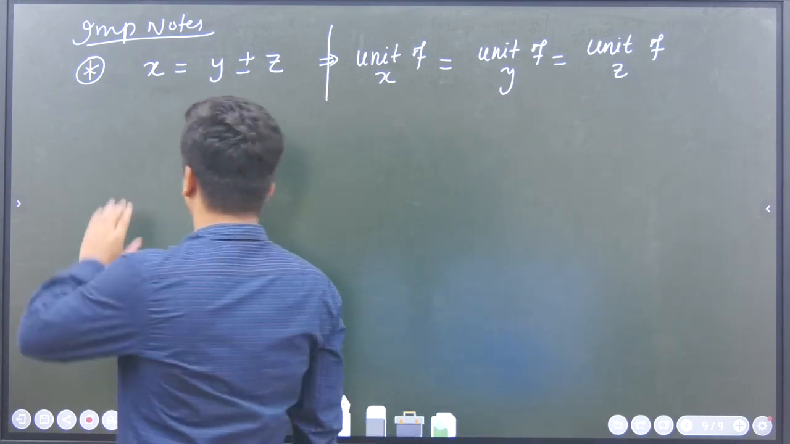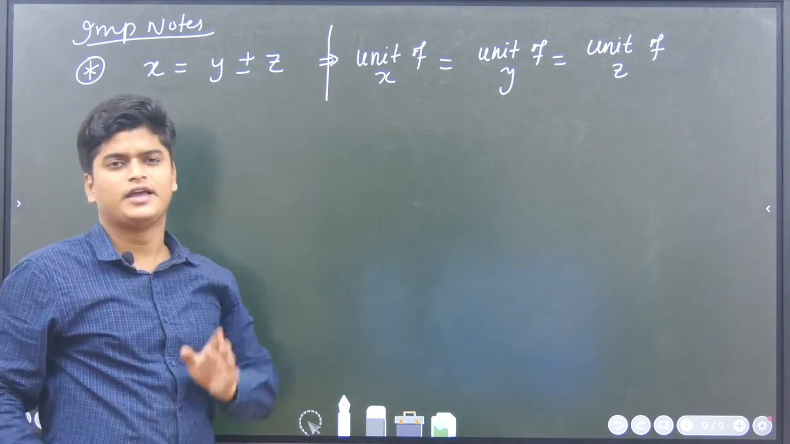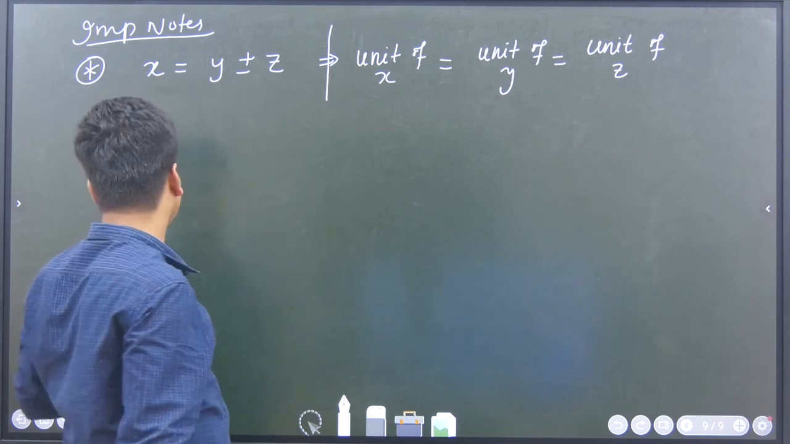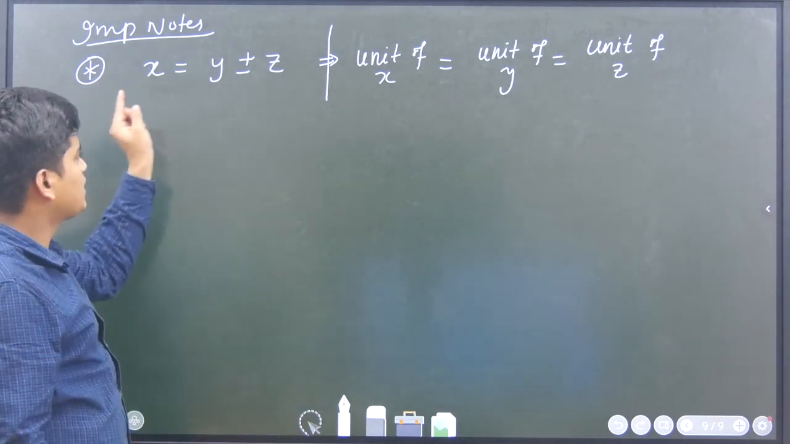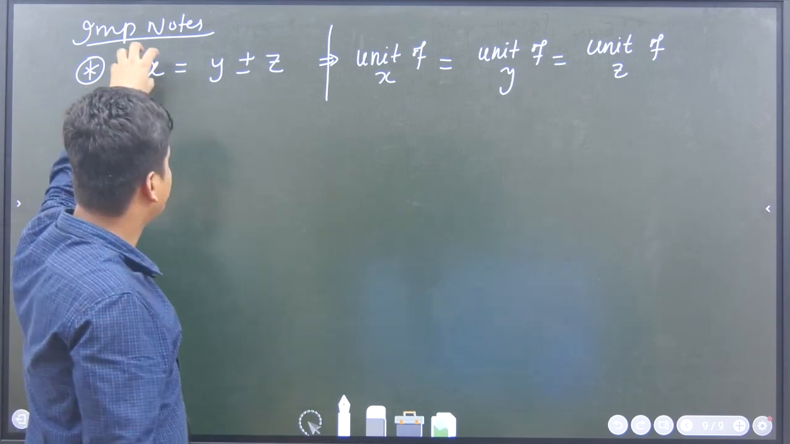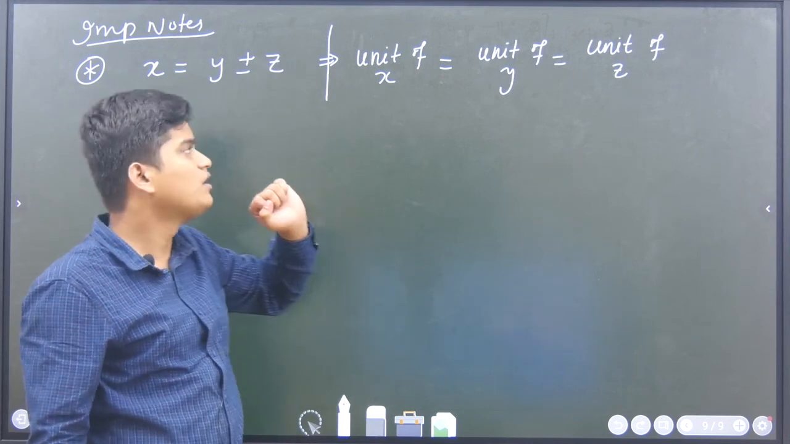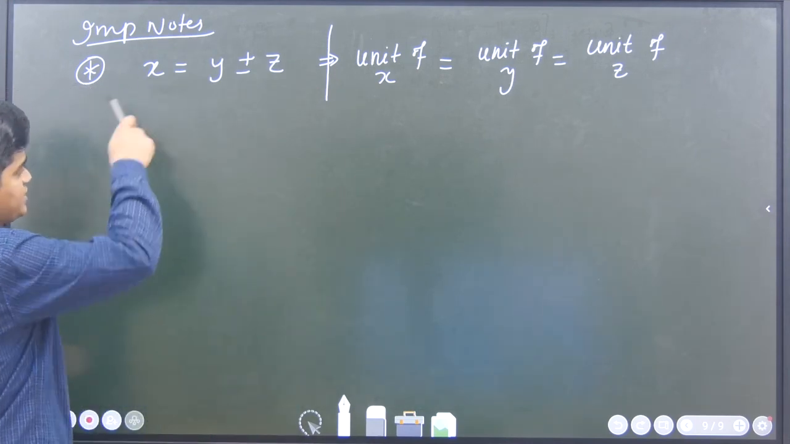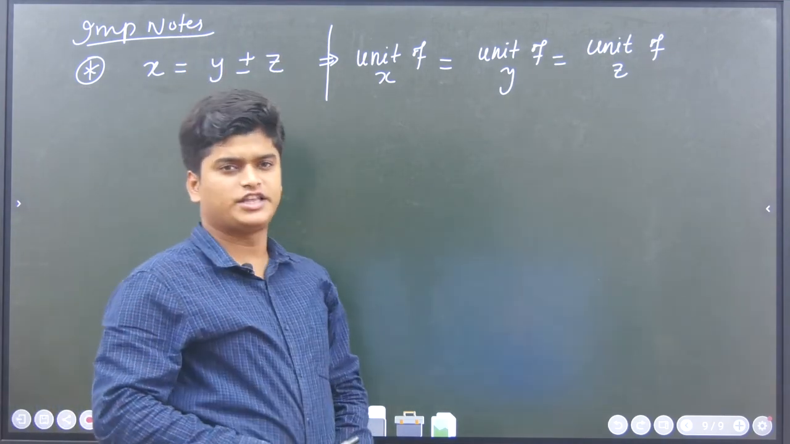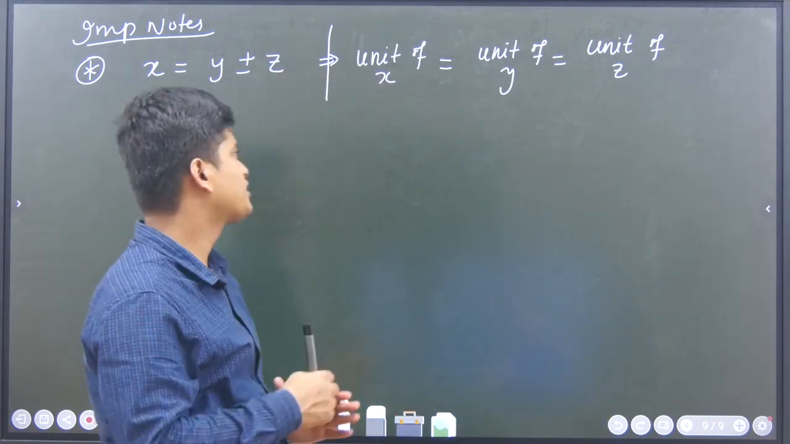Okay. So, when an equation is written x equal to y plus minus z, it is telling that the same physical quantities can be added or subtracted. Here x is a physical quantity, then y should be a similar physical quantity. That means, if it is a distance, then y should be distance and z should be distance. So, if the unit of x is meter, then the unit of y should be meter and the unit of z should be meter. So, same physical quantities can be added or subtracted.